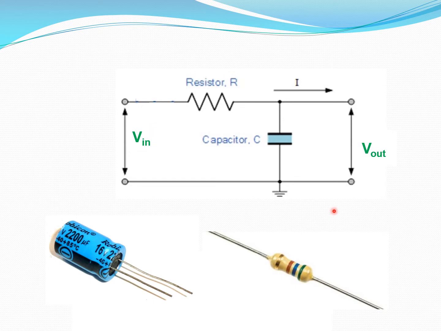So here we see an illustration of an RC circuit. The circuit contains a resistor R, and the units for resistance are ohms, and a capacitor C, and the units for capacitance are farads. We have an input voltage in volts and an output voltage in volts. And here's a photograph of a capacitor and a photograph of a resistor.